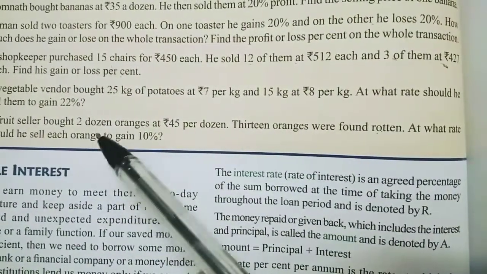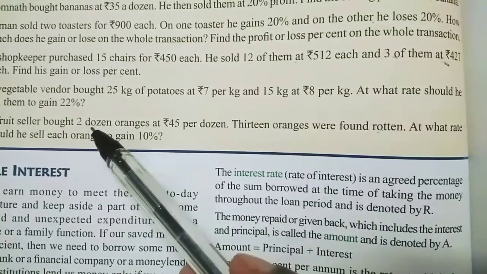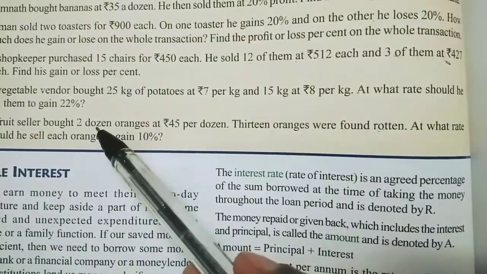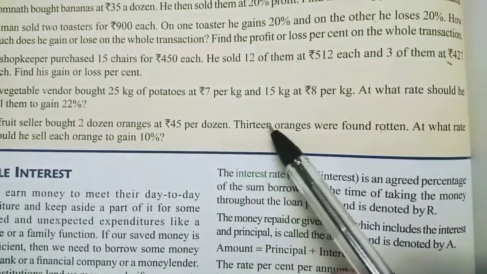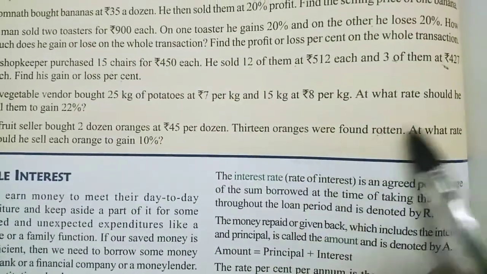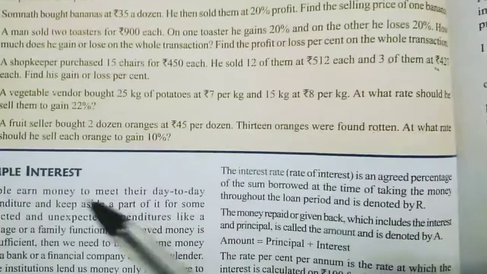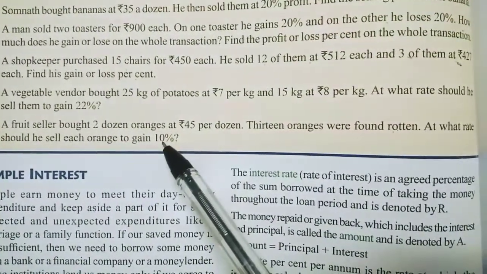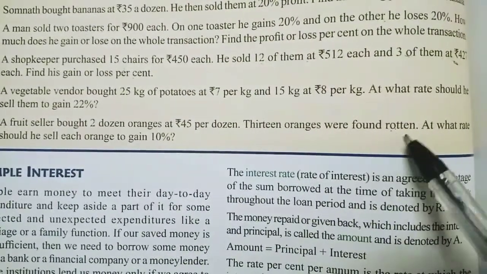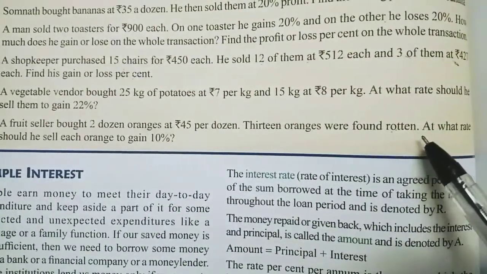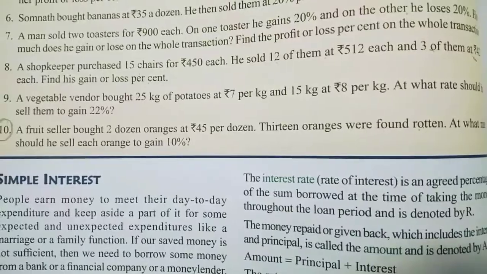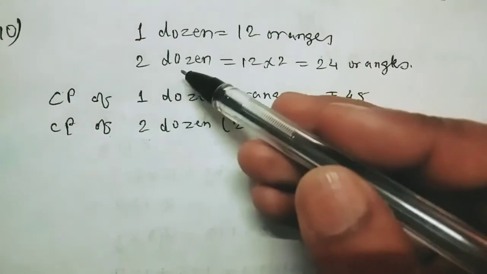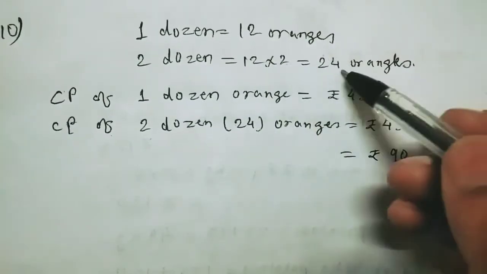So out of 2 dozen, how many? In 1 dozen 12 oranges are there. So 2 dozen means 24. Out of 24 oranges, 13 oranges were bad. So at what rate should he sell each orange to gain 10%? So here the profit percent is given. You have to find out the selling price of each orange. Okay, let's see. So students, you can see here 1 dozen means 12 oranges, 2 dozen means 12 into 2, 24 oranges.